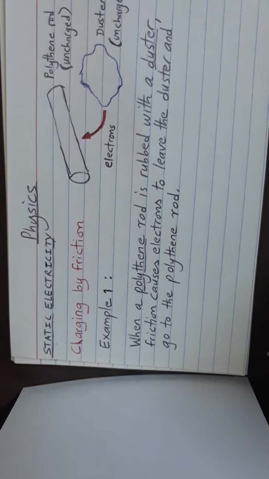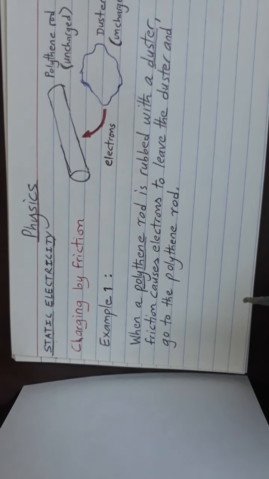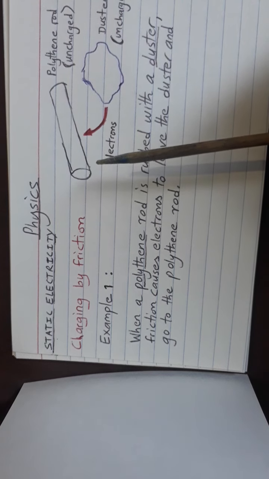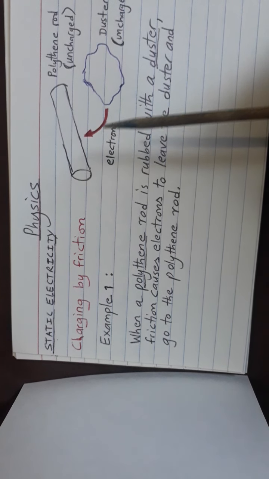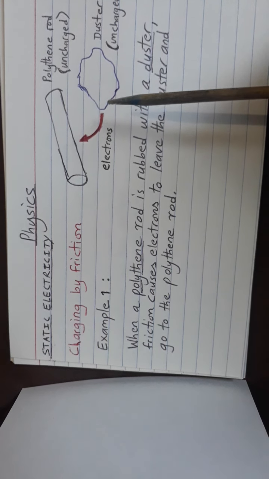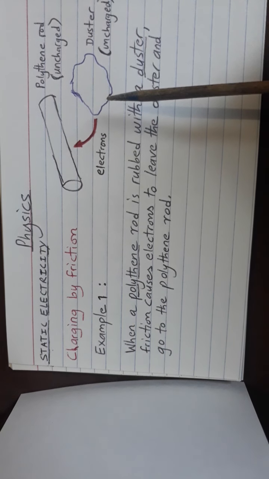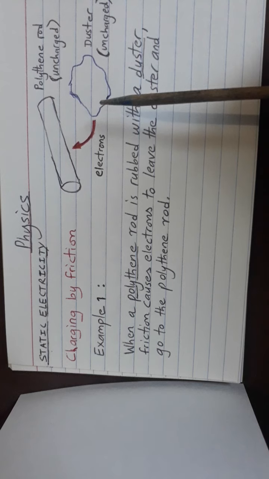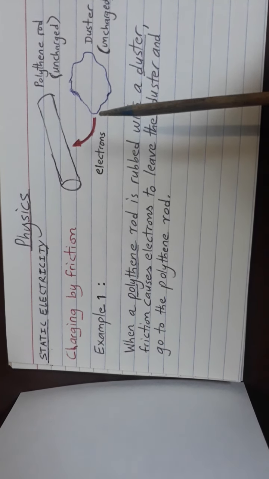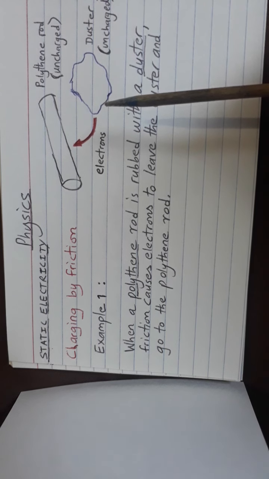Now, our first example, we'll be looking at a polythene rod which is rubbed with a duster. A duster is basically a piece of cloth that is used in polishing, like for example polishing jewelry.